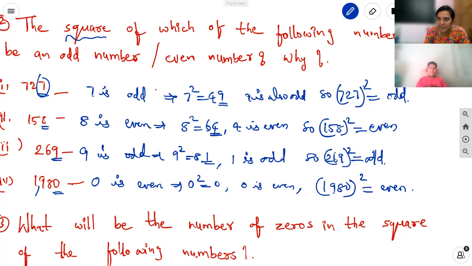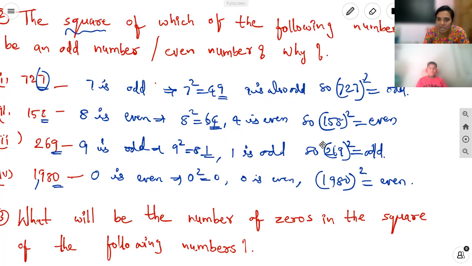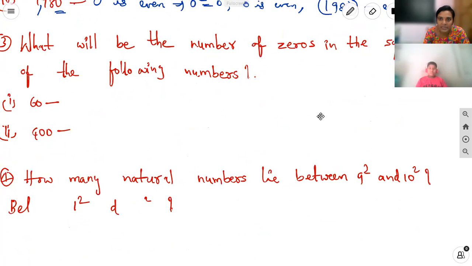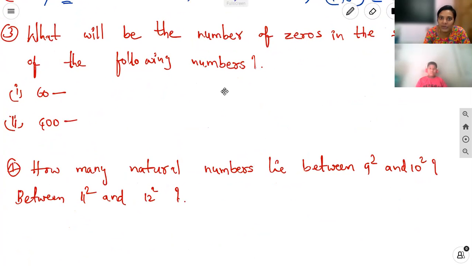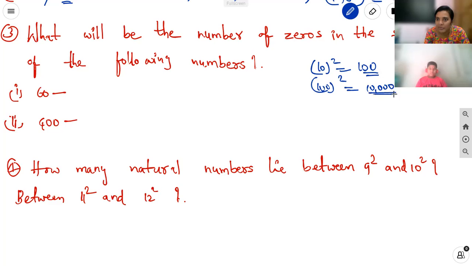Even number square is even number, odd number square is odd number. Next, third problem. What will be the number of zeros in the square of the following numbers? 10 square, we know that 100, the double will come. 100 square is equal to 10,000. So 4 zeros, double of the zeros will come.